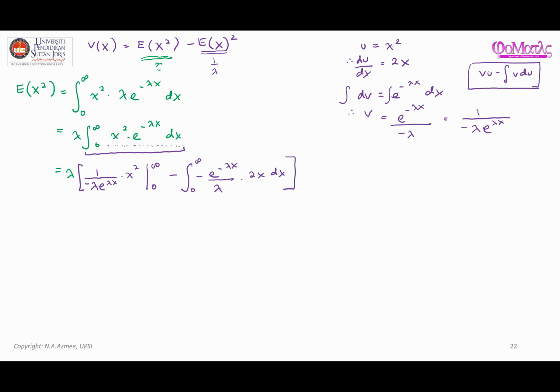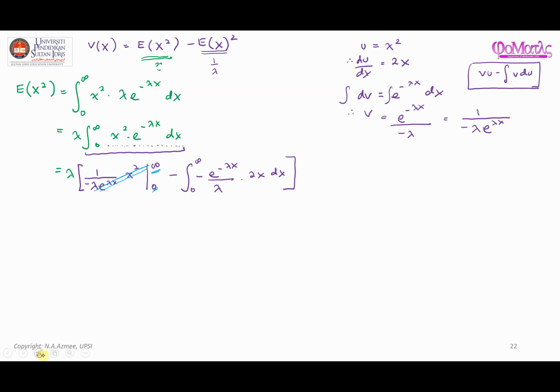Now we need to evaluate this value. Again, if you substitute infinity into this part, you're going to get a certain small number compared to a relatively large number at the bottom, and so the result is going to be equal to 0. And if you substitute 0 into this part, you will get 0 over negative lambda, which is going to be 0. So this part here is going to become 0, really.